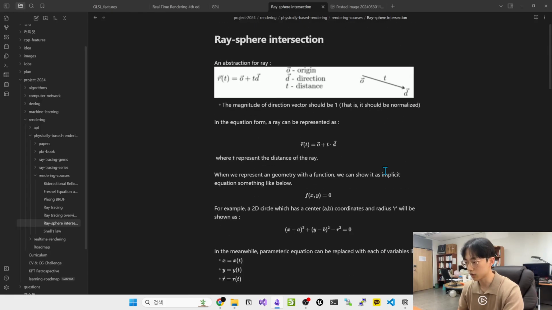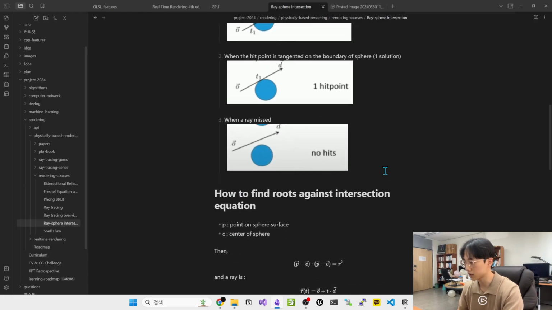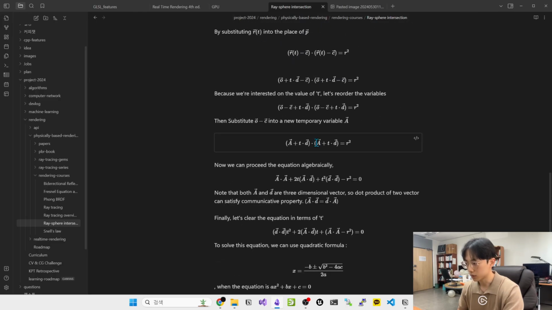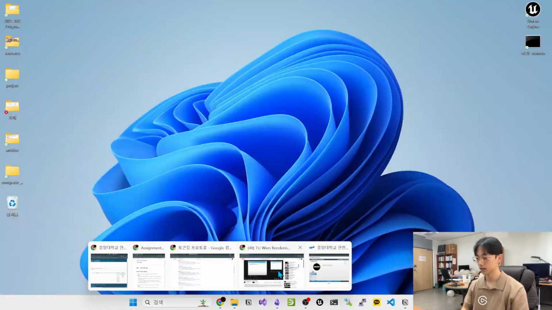So this was the key review of the ray sphere intersection in ray tracing. Hopefully this can be helpful for your understanding.